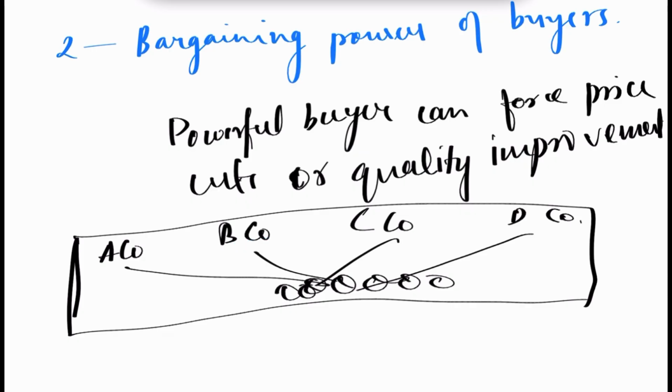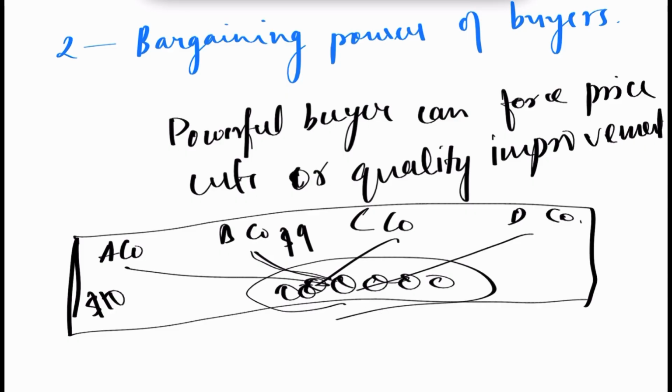If A company provides one product at $10 and B company is providing it at $9, what will the buyers do? They will say, B company is providing the same product at $9, but A company is providing at $10. So they will go to B company. So here the bargaining power of buyers is high.